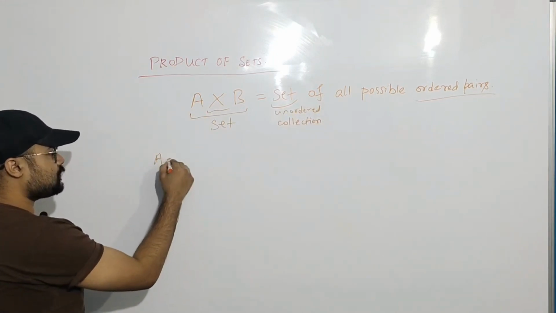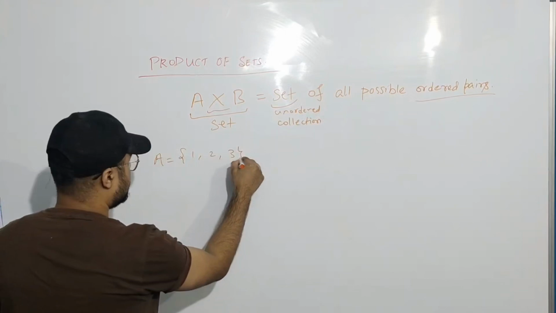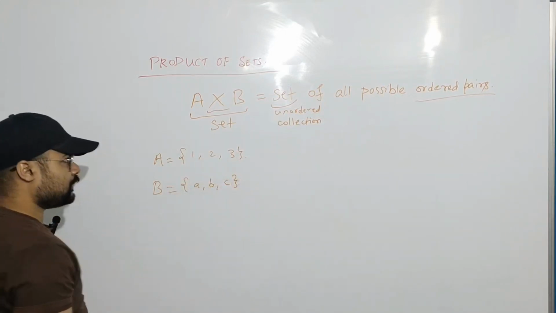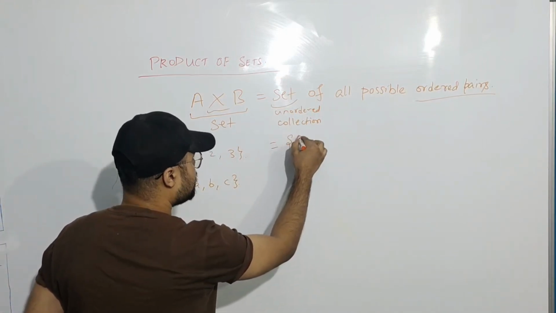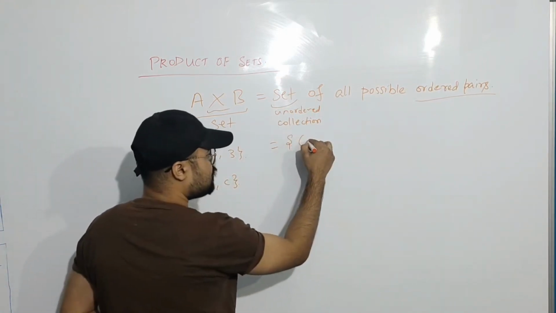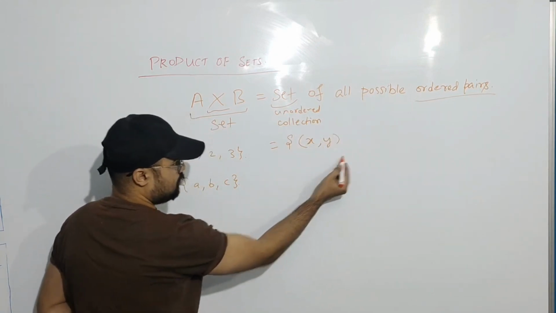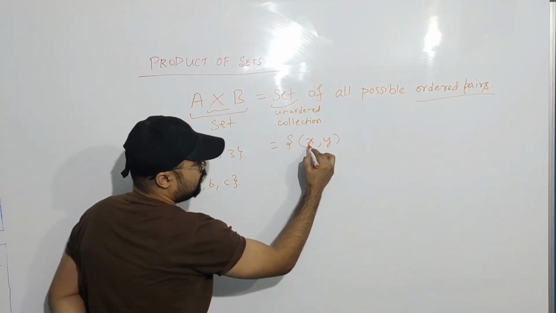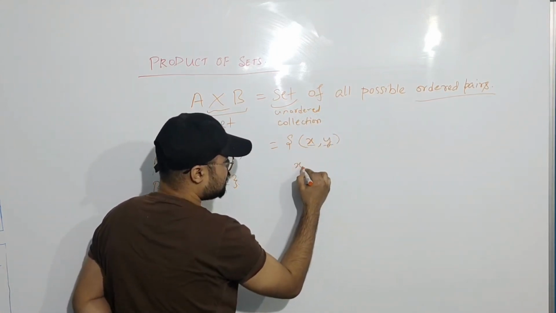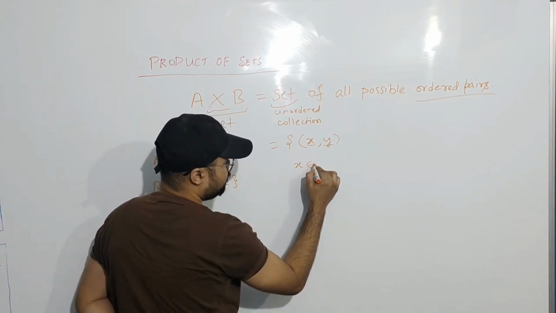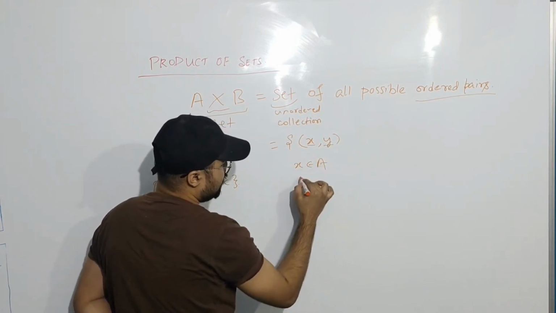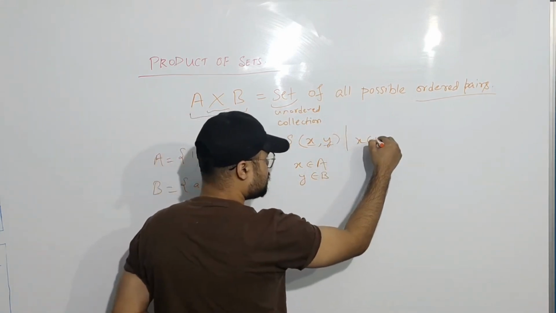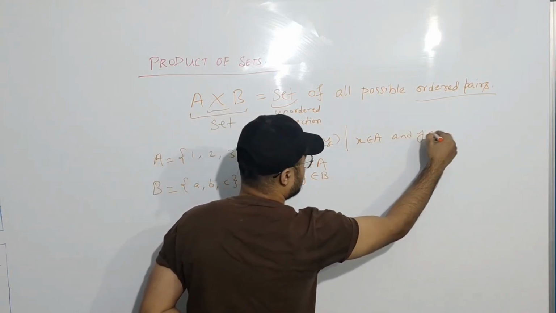Let's say A is 1, 2, and 3, and let's take B to be a, b, c. Then what is the ordered pair? This is a set in which each element is a pair. Each element is a pair x and y, where x belongs to A and y belongs to B.